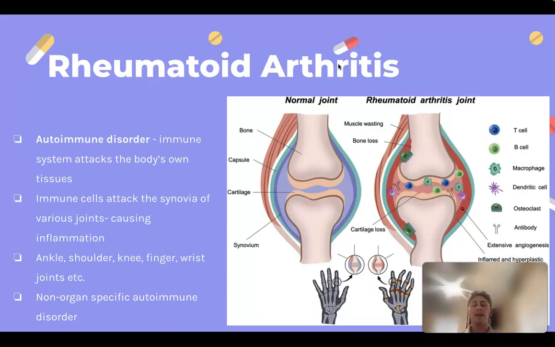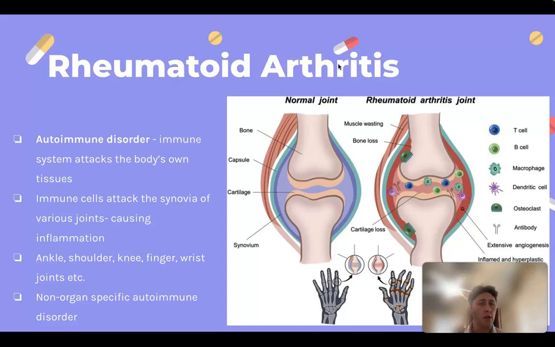Rheumatoid arthritis is different from the other forms of arthritis that I mentioned because it is an autoimmune disorder, meaning the immune system attacks the body's own tissues. On the right-hand side here I have an image showing a healthy joint and then a joint with rheumatoid arthritis. You can see the various immune cells present within that joint cavity. The immune system specifically attacks the synovial cavity, so it will attack the synovial membrane as well as the synovial fluid, which is a lubricant between the joints, which prevents the bones from rubbing against each other to keep them nice and healthy.